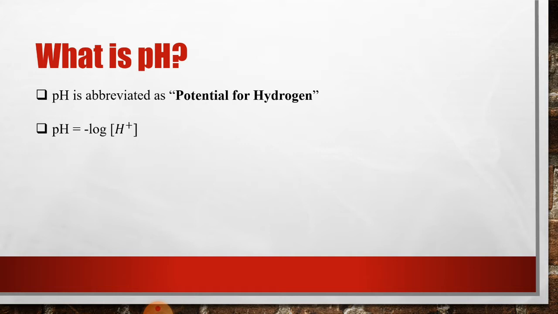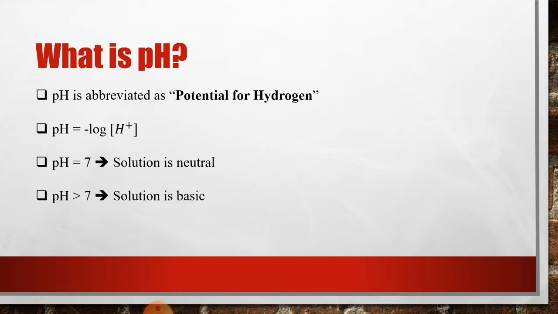We have read about pH in our previous lecture as well. And we have read that if pH is equal to 7, then the solution is neutral. If pH is greater than 7, then the solution is considered as basic solution. And if pH is less than 7, then the solution is considered as the acidic solution.